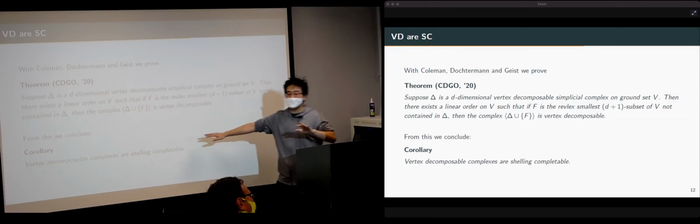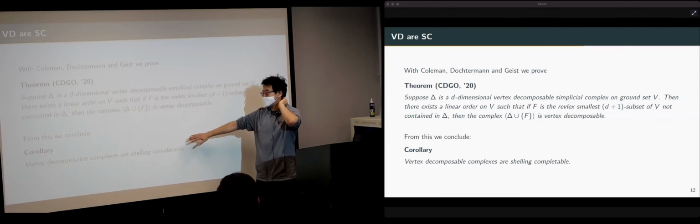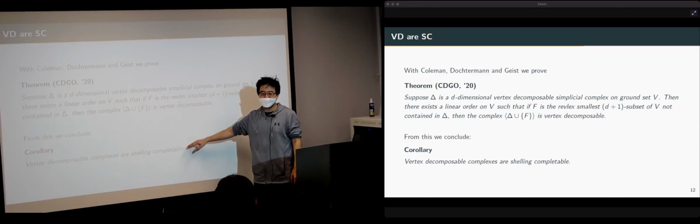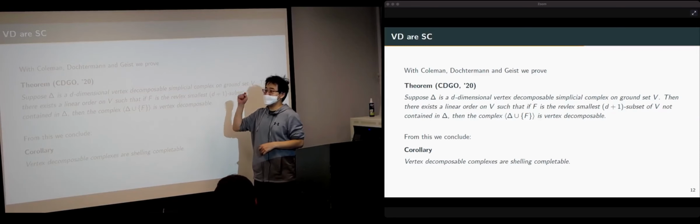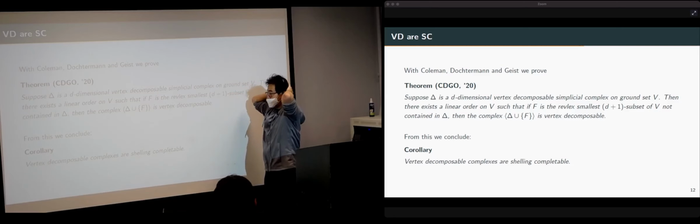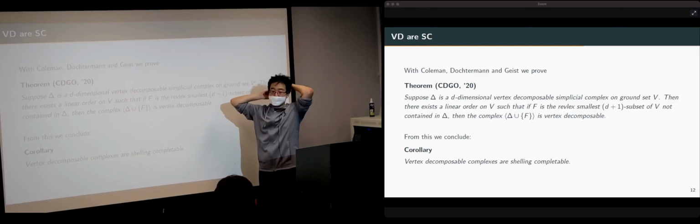Actually, give me a sec. So, not guarantee, I can say with 100% certainty that the converse of this is false. There are a lot of examples. There's a paper by some Japanese authors that contains a lot of examples that are not vertex decomposable but are shelling completable.